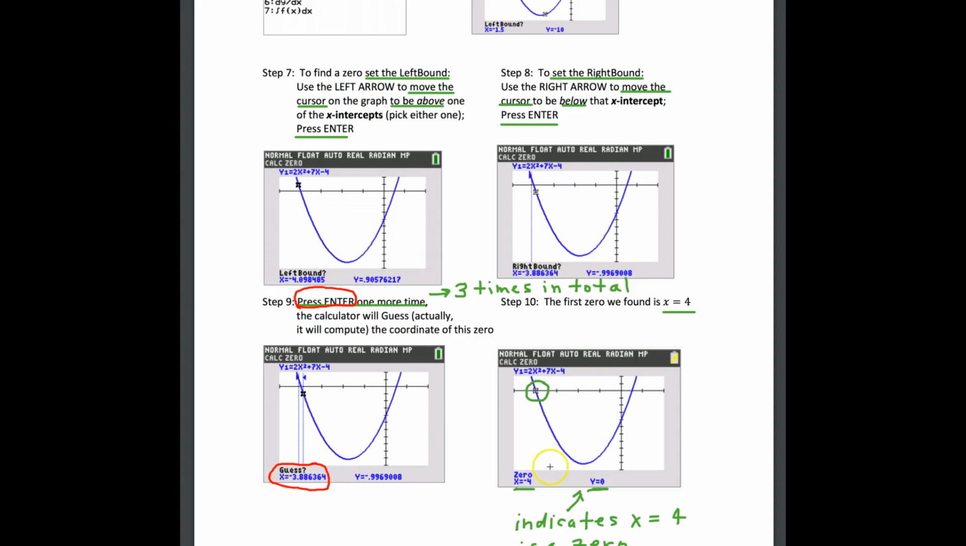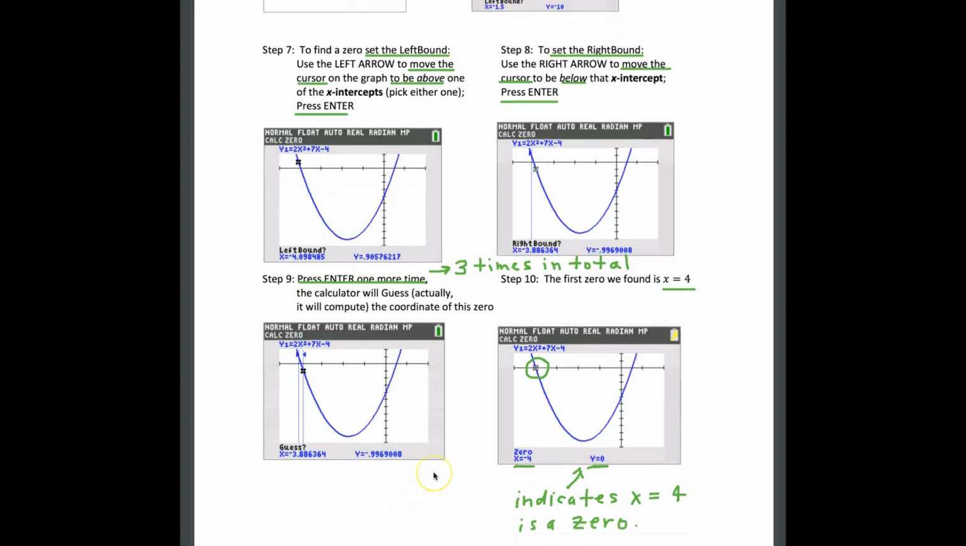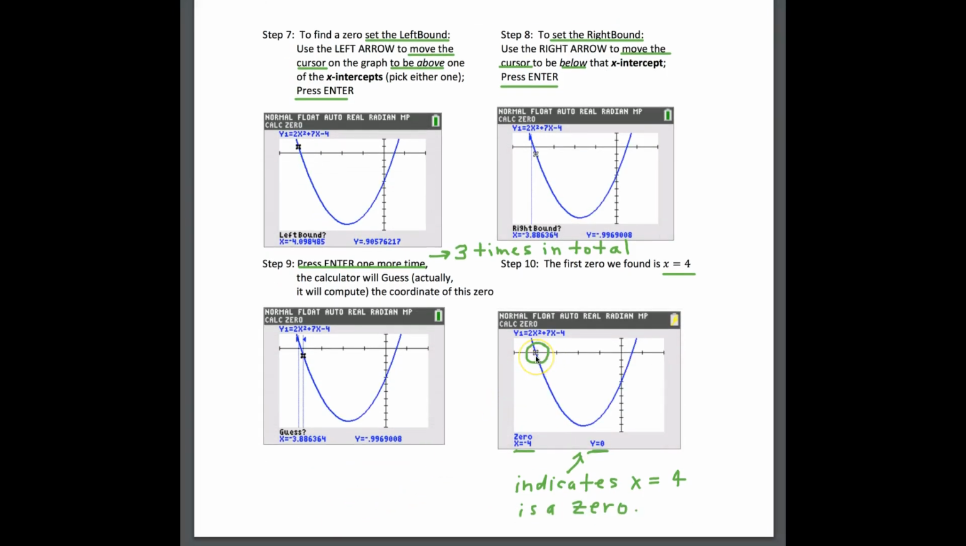After it guesses, it actually will compute the zero. The answer is x is equal to -4. And it'll actually show you where it's located on the graph. Notice that for the equation 2x squared plus 7x minus 4, the y value should be 0 for this x value.